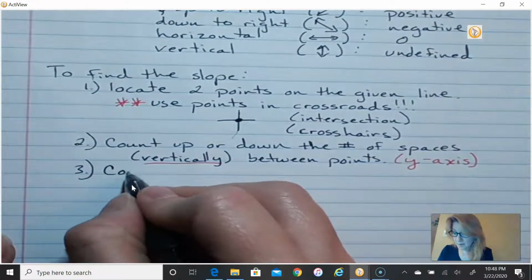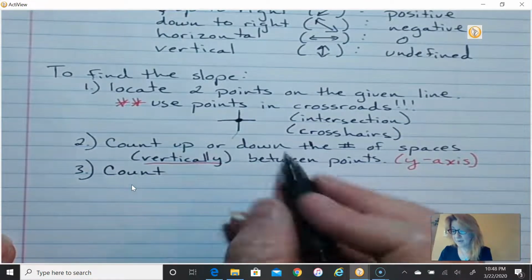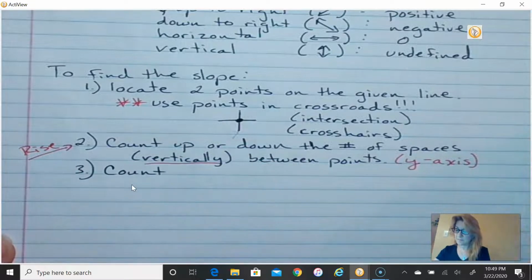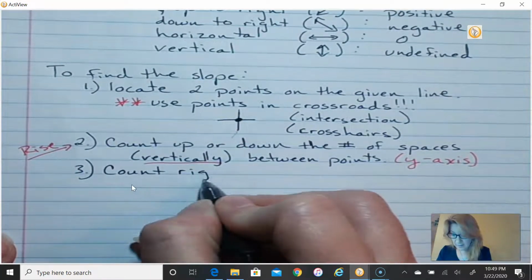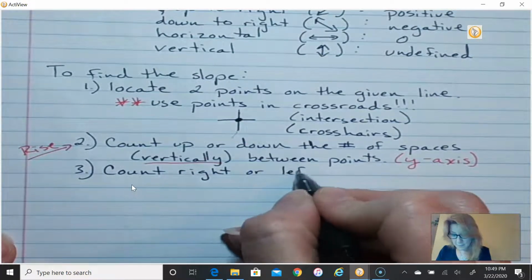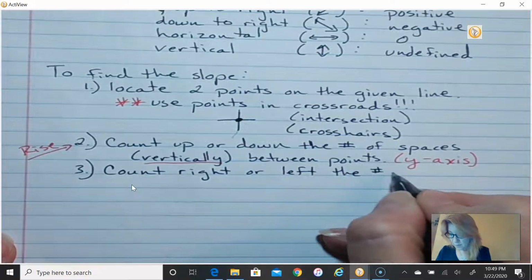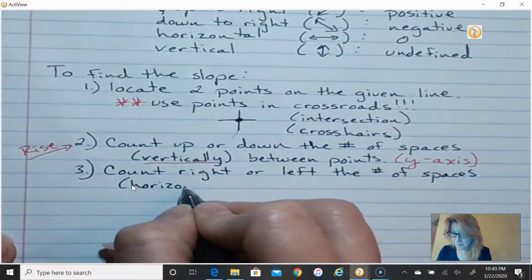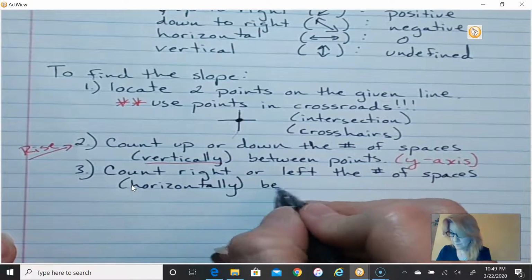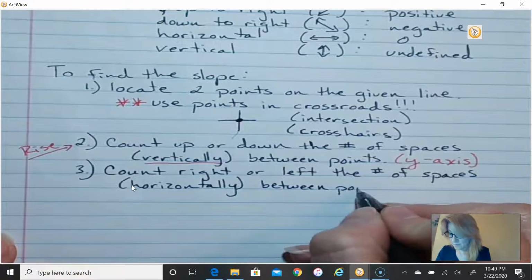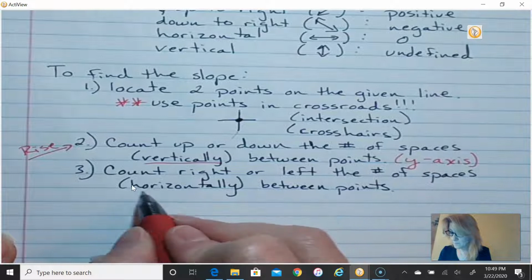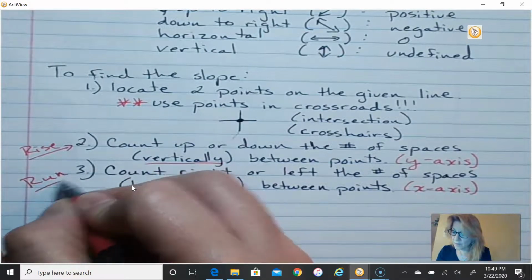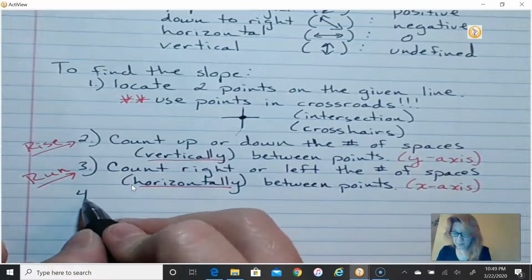3. Then count, that's going to be your rise. In fact, I should put that right there. Rise. Now count right or left the number of spaces horizontally between points. That's going to be your x-axis. That's going to be your run. Okay?